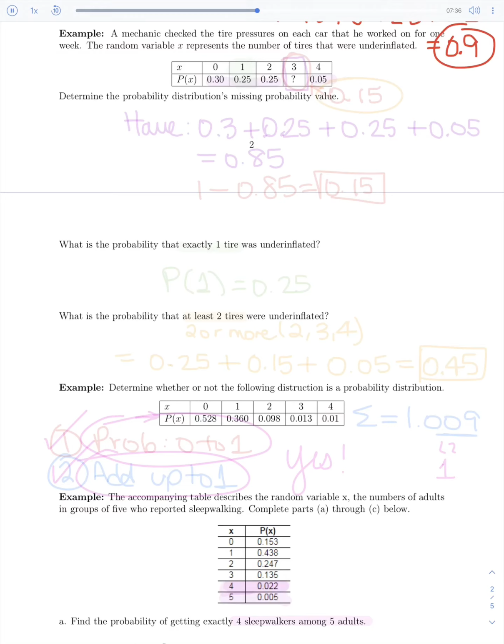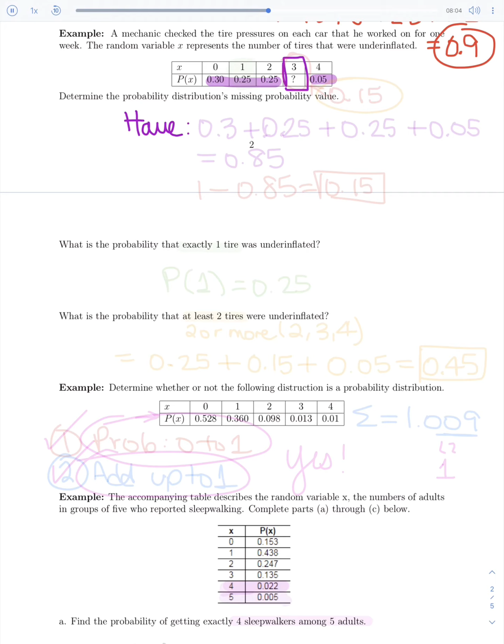On this next example, notice that we have what we're saying is a probability distribution. We're trying to find out what's the missing value in the probability distribution. Well, we've got a bunch of probabilities except for one filled in. So what do we know about the probabilities? They should all add up to 1. So let's add up what we already have. Let's see what all of our probabilities that we have actually add up to.